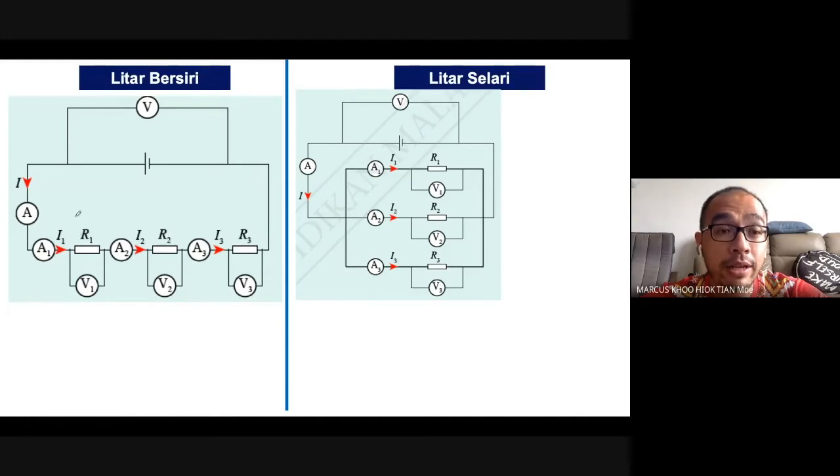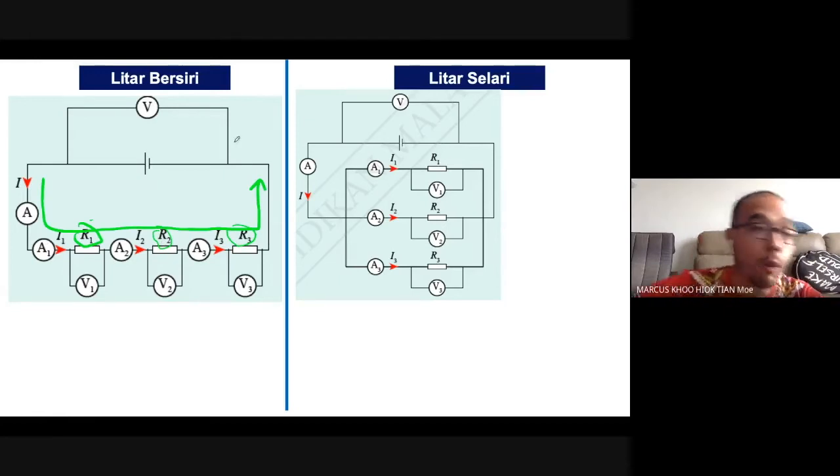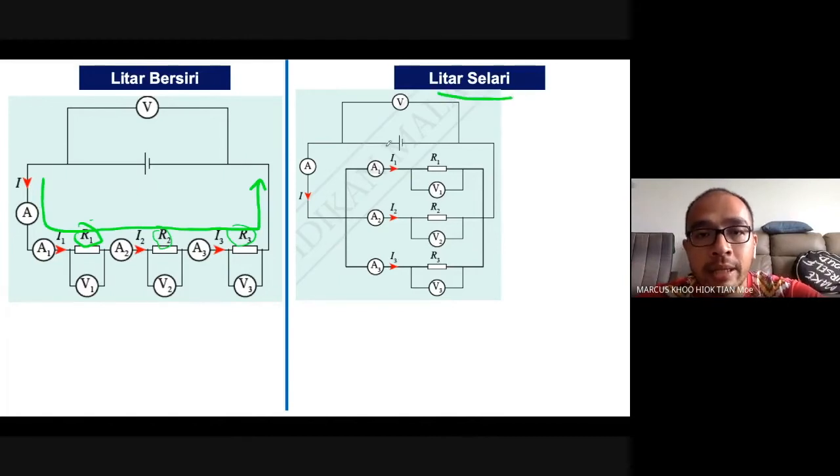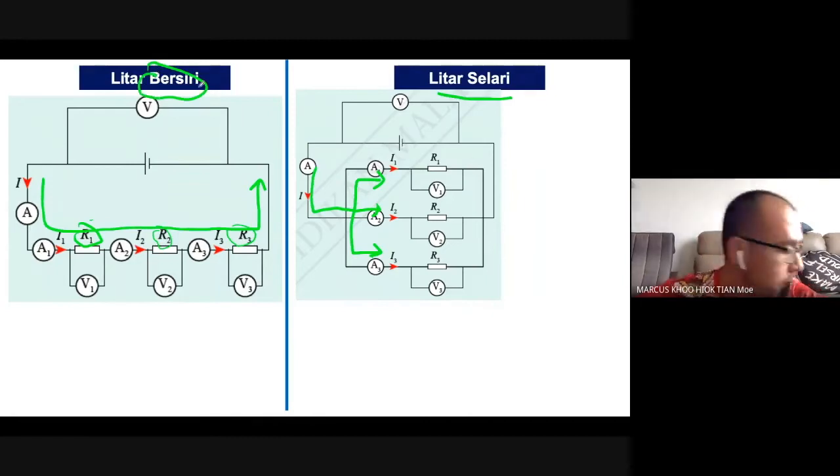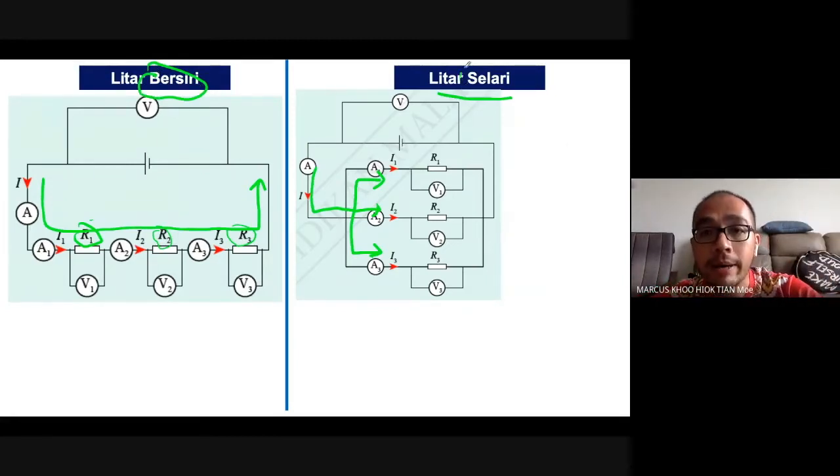So this is what we call a series circuit. Look at the resistors, R1, R2, and R3 are all arranged in the same flow of current. Notice that they are all arranged in one flow, one after another. Manakala, in a parallel circuit, the current flows and then dia akan bercabang. It breaks into three or more different cabang lah. And this one is what we call a parallel circuit. So this is a series circuit on the left hand side, and this is a parallel circuit.